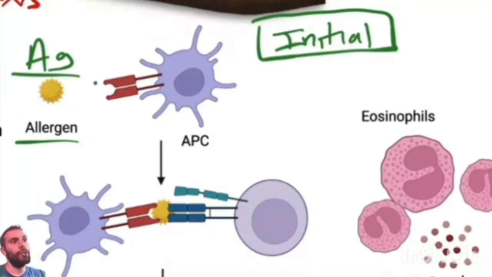Now, this allergen is going to get recognized by the antigen presenting cells. And this could be antigen presenting cells in the skin, if we're talking about inoculation from a sting, or it could be antigen presenting cells in the blood if we're talking about a reaction to a sulfa drug.